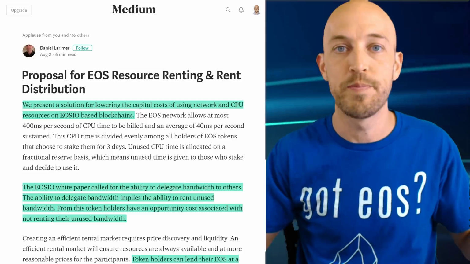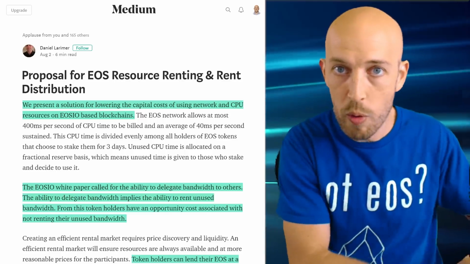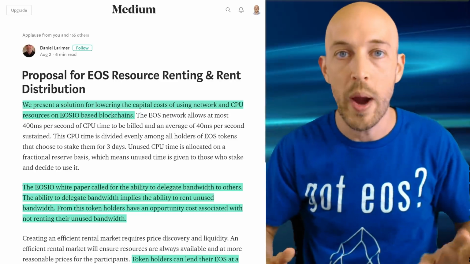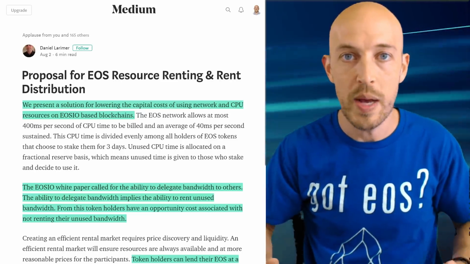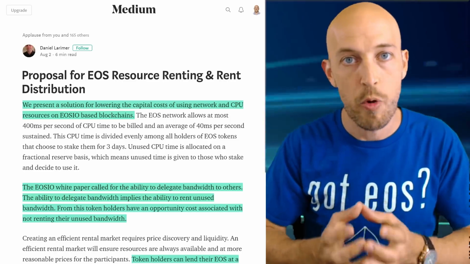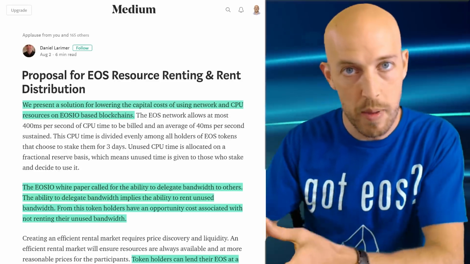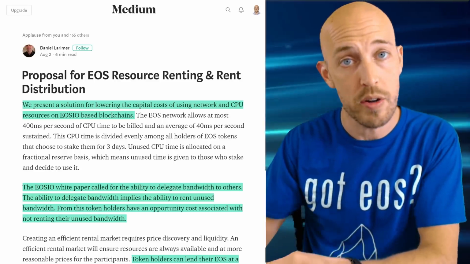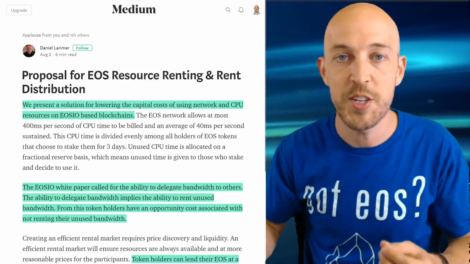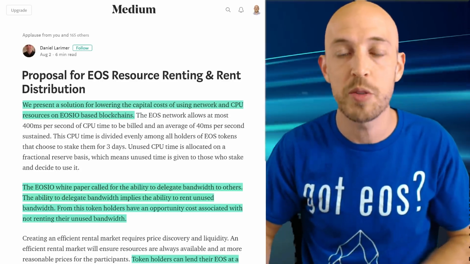High level overview. Dan's proposing a method, separate from the whole RAM thing, that's its own thing, where we as EOS holders can take our EOS tokens and, for periods of 30-day increments, stake them, lock them up, and rent them out to others for CPU and bandwidth. And in doing so, we will make a profit on the renting of those tokens.